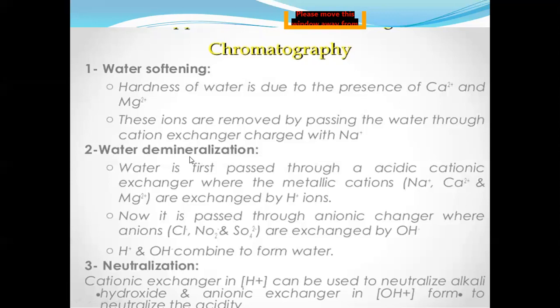But whereas in demineralization, all minerals, and all minerals means all ions, irrespective of their charge, will be removed. So our water may contain only H+ and OH-, that doesn't contain any cation or anion, in short any mineral. Water is first passed through the acidic cation exchanger, where all cations present in water will be removed, followed by the anion exchanger, which removes whatever anions are present in water. Thereby our water contains only H+ and OH-.